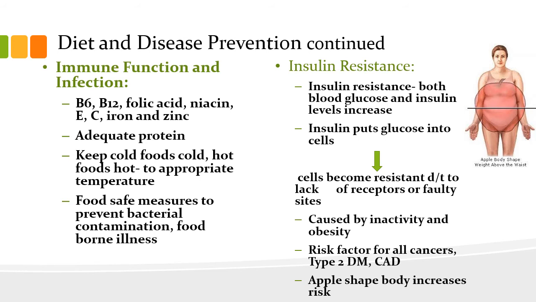Insulin resistance. Insulin resistance is when both blood glucose and insulin levels increase within the body. The insulin puts glucose into the cells, and the cells become resistant to this insulin due to the lack of receptors or faulty sites. As people begin to gain that belly fat, coming to that apple body shape or weight above the waist, they are at a higher risk for insulin resistance. This is caused by inactivity and obesity, and it's a risk factor for all cancers, type 2 diabetes, and coronary artery disease.